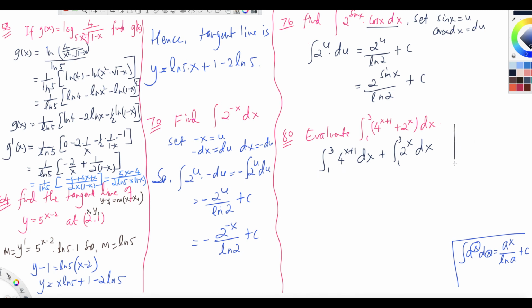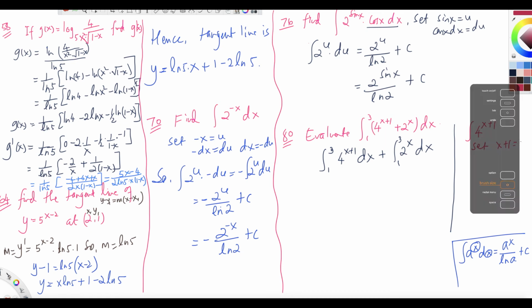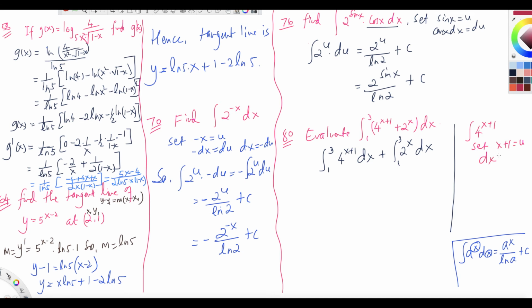So let us do it in the scratch, okay? The integral of 4 to the x plus 1, set x plus 1 equal to u, right? Then dx will be du, so the integral will be 4 to the u du. What is the integral of that? It will be 4 to the u over natural log of 4 plus c, right? When we do it with limits, you don't need plus c because there is a limit there.